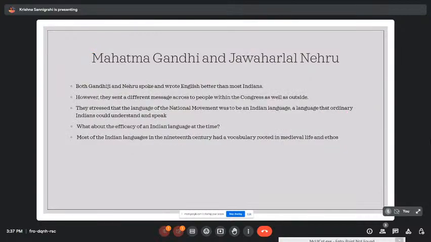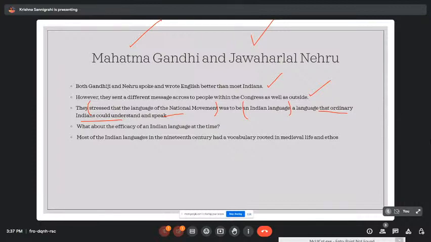Both Gandhi and Nehru spoke and wrote English better than most Indians. However, they sent a different message across to people within the Congress as well as outside. And what did they do? They stressed that the language of the national movement was to be an Indian language, that is, a language that ordinary Indians could understand and speak. So we see that Gandhi and Nehru were speaking English very well, but for their national movement, they didn't want any foreign language. They wanted an Indian language which the ordinary Indians could understand and speak.